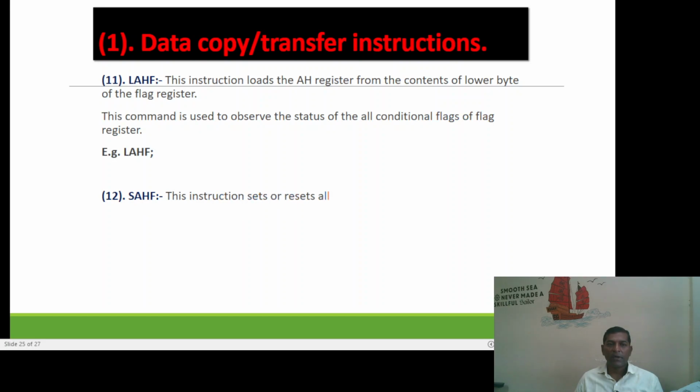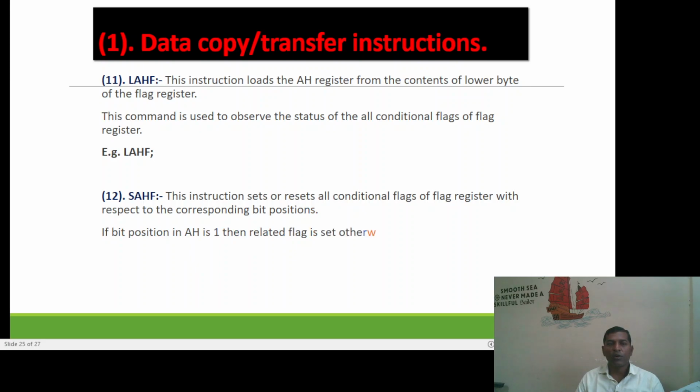LAHF. This instruction loads the AH register from the contents of the lower byte of the flag register. The instruction is used to observe the status of the conditional flags of the flag register. So we can get the contents, or understand the status of the flag register, with the help of this instruction. These instructions do not have any operand. The AH register will be loaded with the flag information.